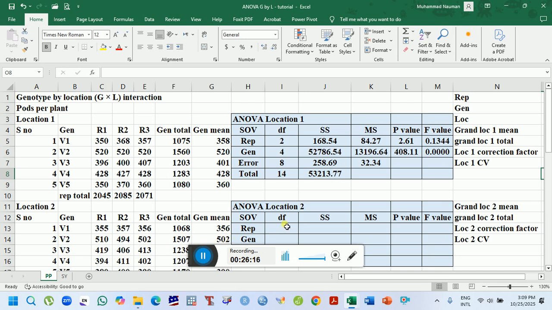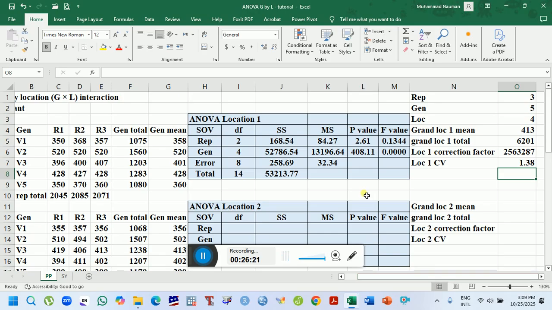We just calculate the correction factor for each location independently, and the location mean, grand total, and correction factor independently for the other locations. And these three things, that is replication, genotype, and location, will be the same for all the locations, that is location 1, 2, and 3.